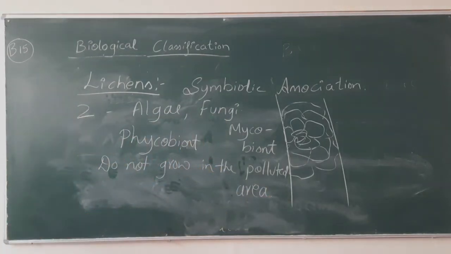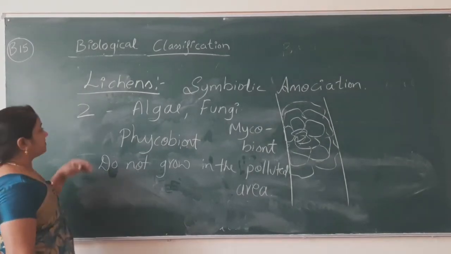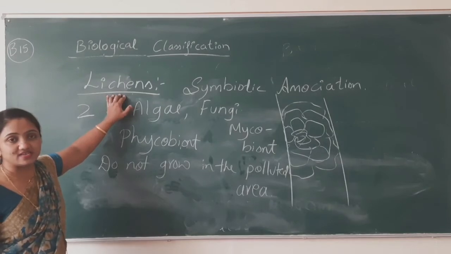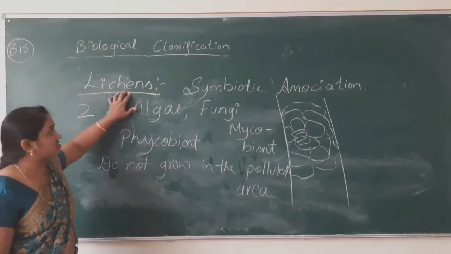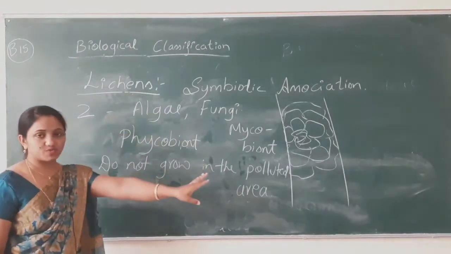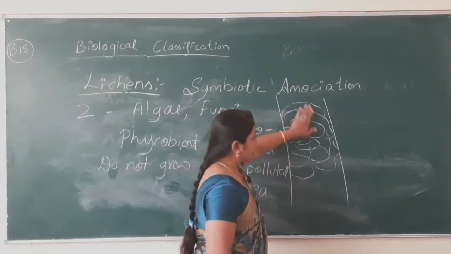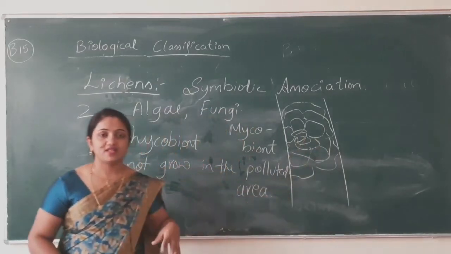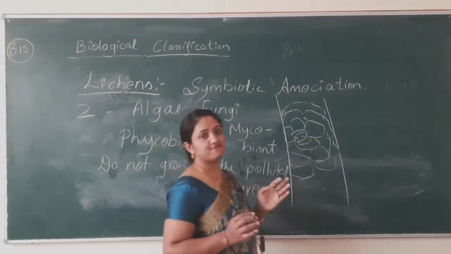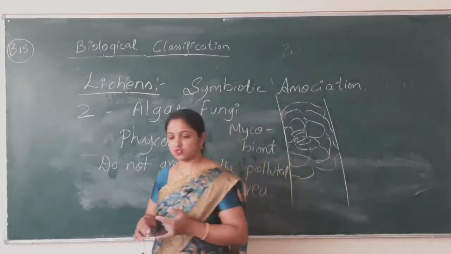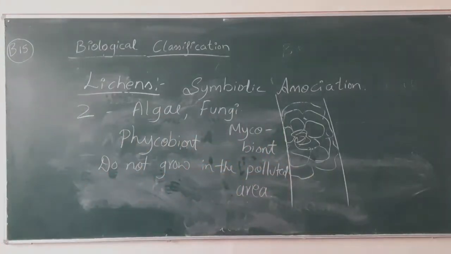Pollution, so what does it mean? Lichens are a main pollution indicator. Pollution indicator means that wherever pollution is present, lichens are not going to grow. If lichens are present, that area is free from pollution. So that's all about this chapter.